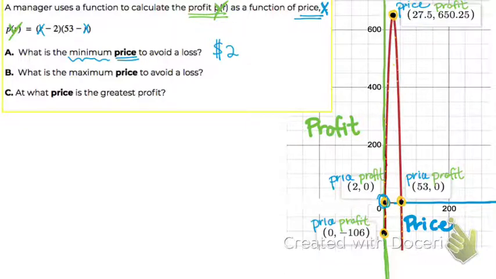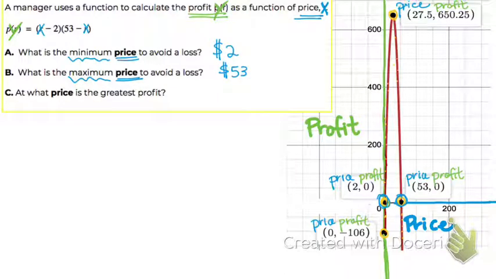The next one says, what is the maximum price? Again, I'm looking at the x coordinate, the highest price to avoid a loss. So that would be this point right here. Once I charge above $53, then I'm losing money. So $53 is the highest price before I start losing money again.